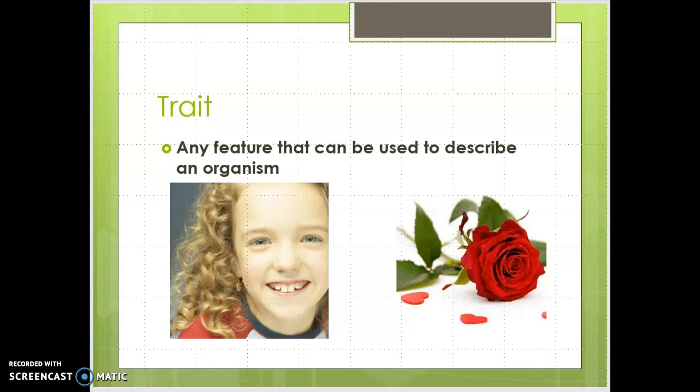A trait is something that you express either through behaviors that you do or physically how you appear. It's not something that, like, if I wear a lot of makeup, that's not a trait about me. That might be a behavior if I choose to put it on, but it's not a trait that is passed on.